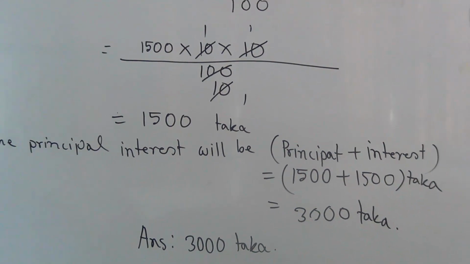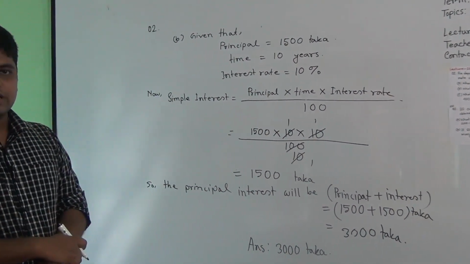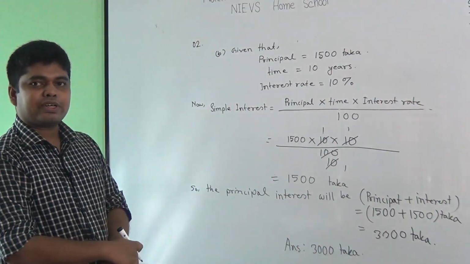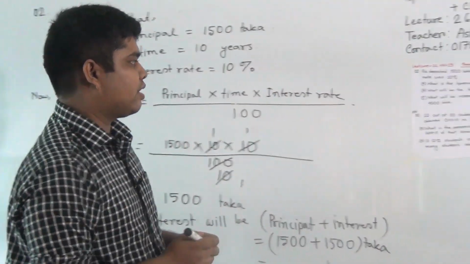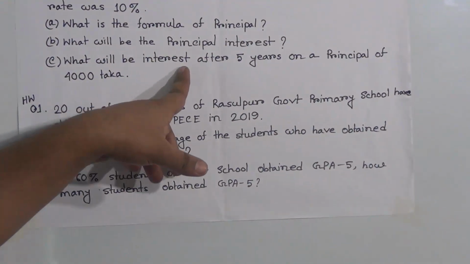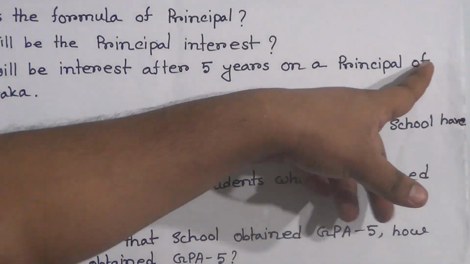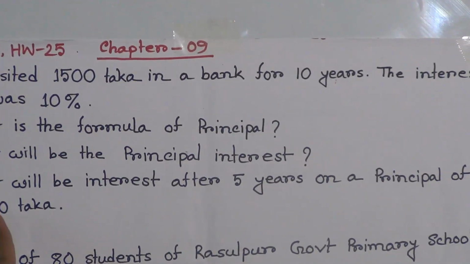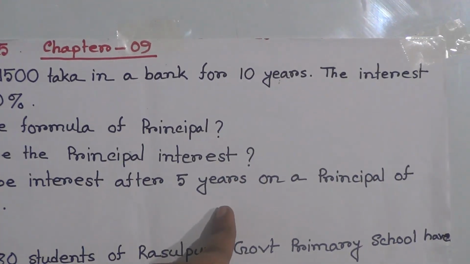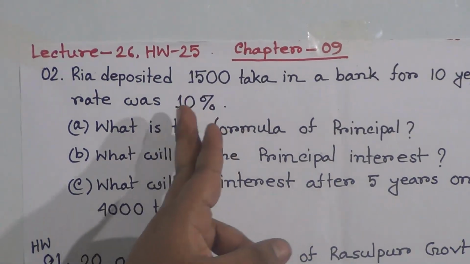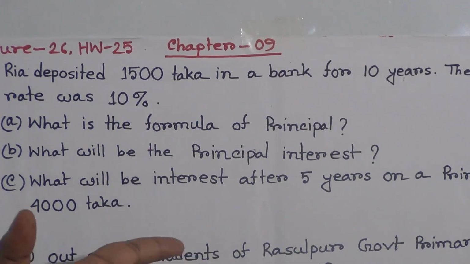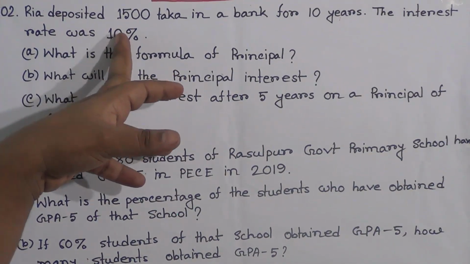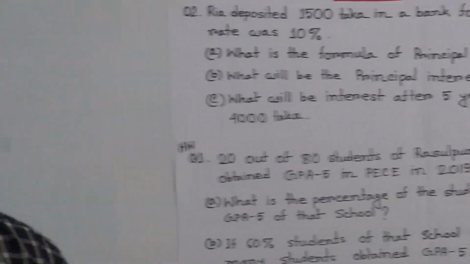My dear students, notice this is the solution of question number B. I hope you have understood. Okay, now we shall solve question number C. Please notice the question. What will be interest after 5 years on a principal of 4000 টাকা? So here principal is 4000 and time is 5 years and interest rate is given in the stem which is 10%. So we use the simple interest formula and put the value of principal, time and interest and we get the simple interest. Okay, I hope you have understood.